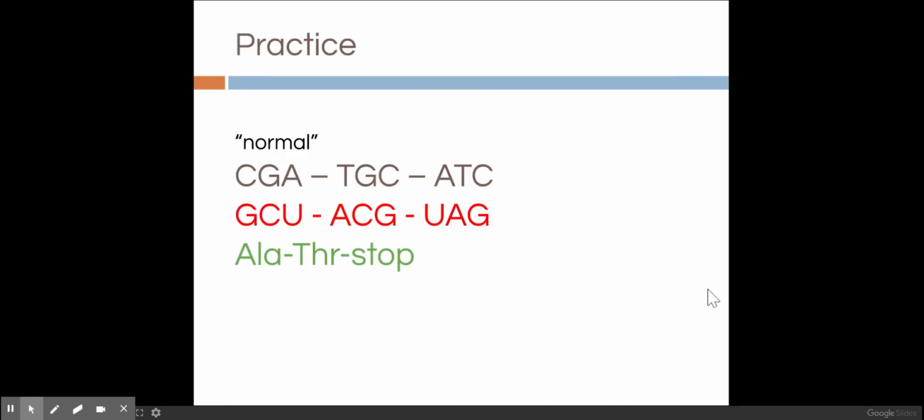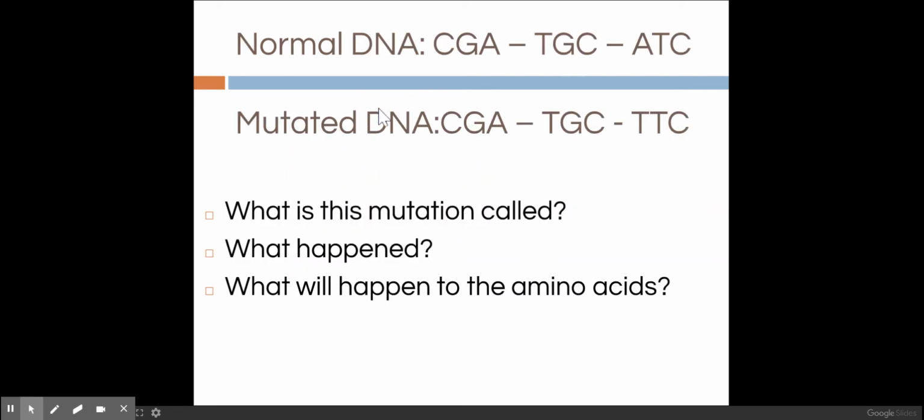All right, so now let's practice with these. So this is the example we used at the beginning. So you should already have this written down. We're going to make some changes to this and see what happens. So here's our normal DNA. Here's our mutated DNA. See if you can answer these questions. So again, you're going to want to pause me.